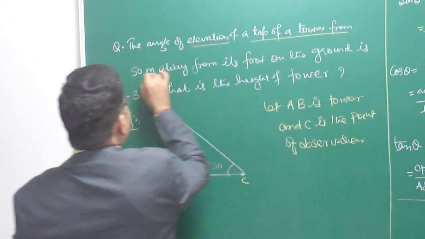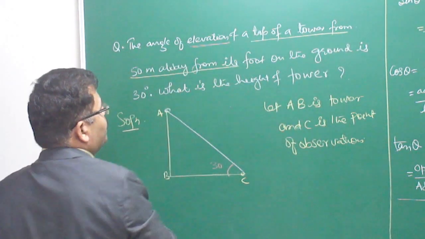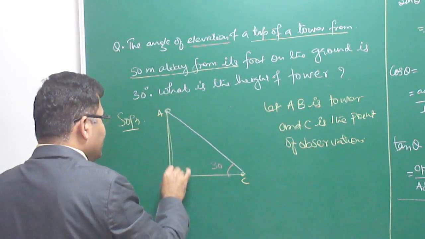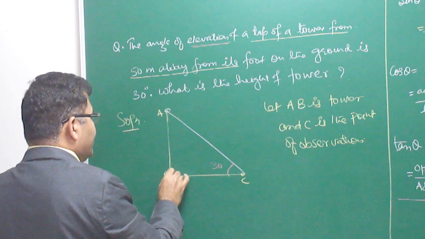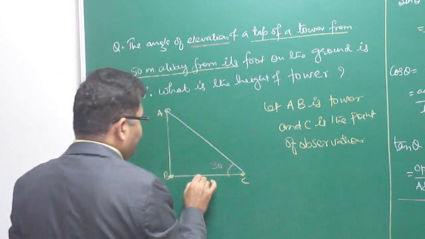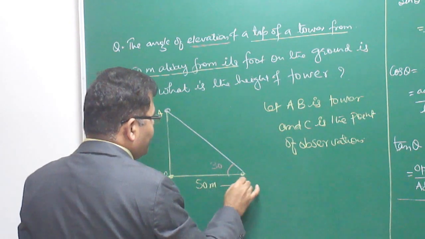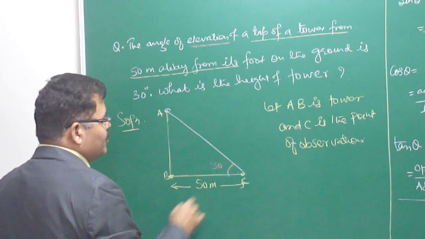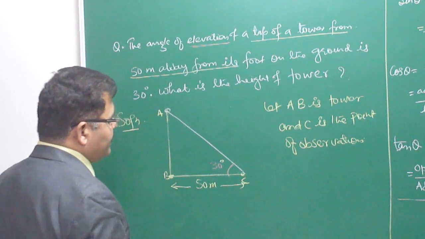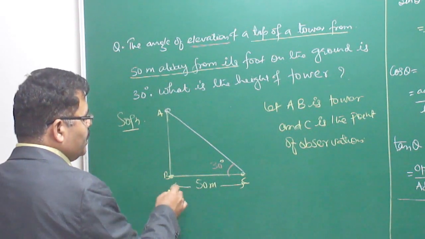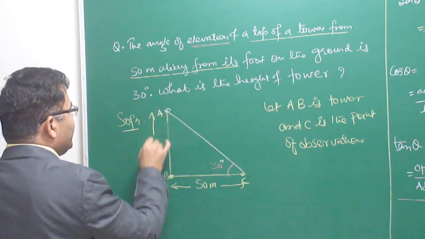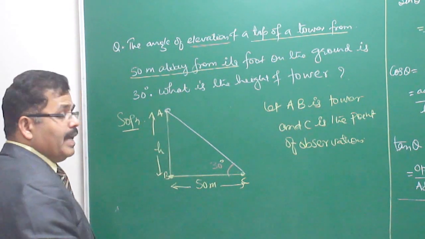So the angle of elevation of the top of a tower from 50 meter away from its foot. The tower is here, then definitely the foot will be here only. And from this foot 50 meter away, so this distance is definitely 50 meter. So 30 degree is the angle of elevation, 50 meter is the distance of the tower from the point of observation, and the height of the tower is to be calculated.